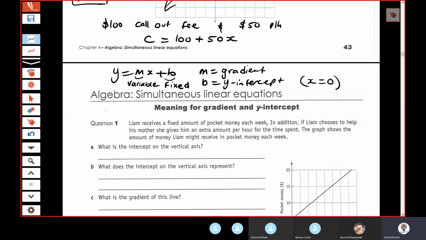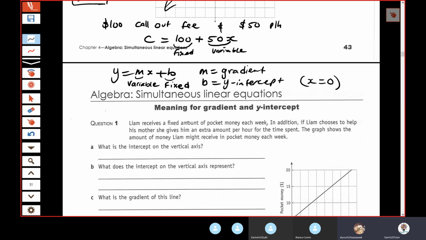Yeah. So this kind of makes sense. And can you see how this is your fixed cost? It doesn't make a difference. It's fixed. That's your B. And this is your variable. As I work more, I get paid more. Or it costs you more, whatever.